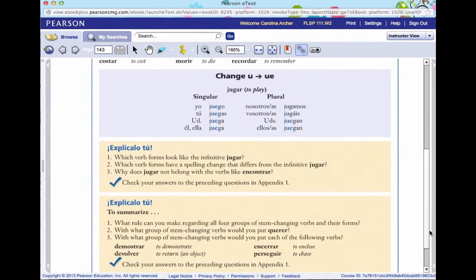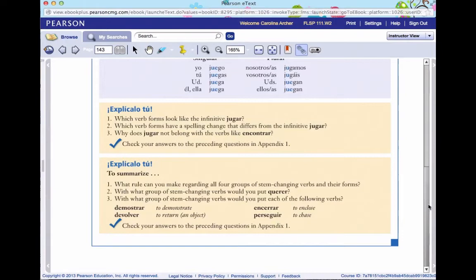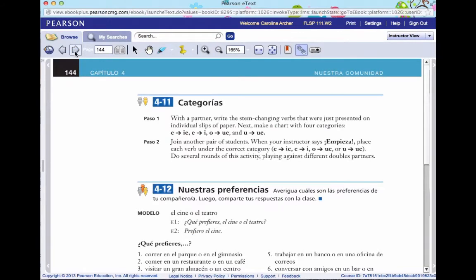And then the last group is the verbs that change from U to UE. They're not as common. For example, the verb jugar. Jugar, that U changes to UE. Yo juego, tú juegas, usted, él, ella juega, nosotros jugamos, vosotros jugáis. Nosotros and vosotros, they keep that U. Ustedes, ellos, ellas juegan. Muy bien. So those are the new groups of verbs that you're going to be working with in your activities in MySpanishLab.